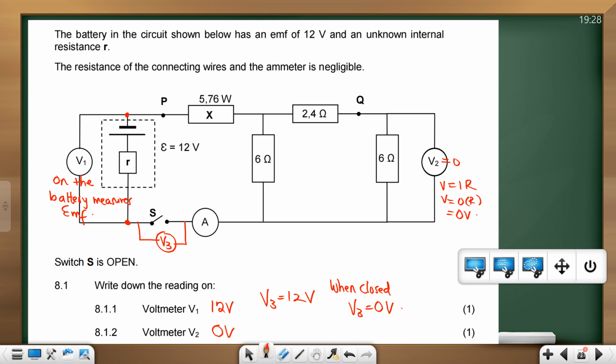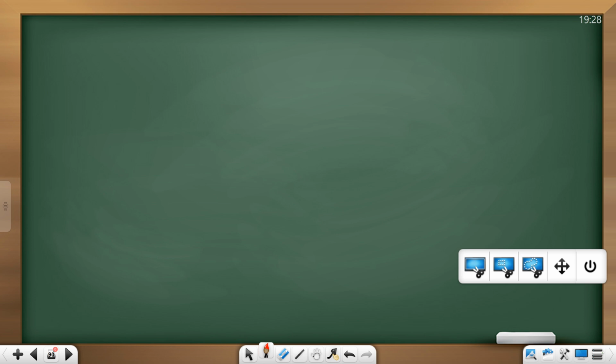It measures the EMF. All right. Okay, so take note of the one on the switch as well. Let's quickly now go for serious questions. This one here, we're just warming up.